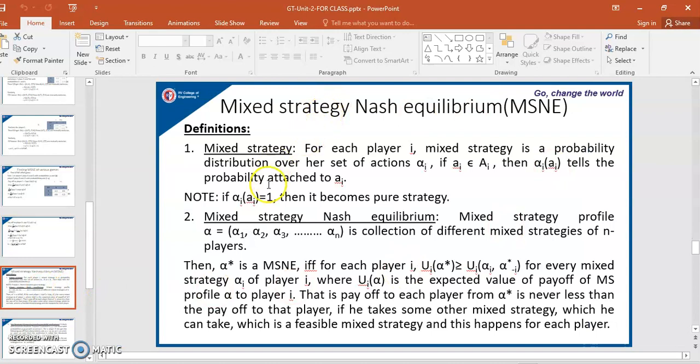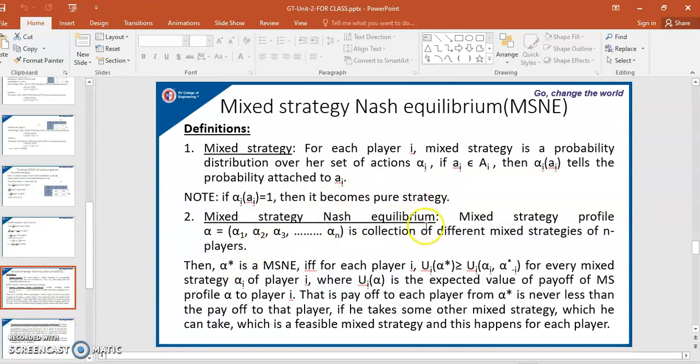So, coming to the definitions, a mixed strategy for every player i is a probability distribution over a set of actions A_i. If a_i belongs to capital A_i, then alpha_i of a_i tells the probability attached to the action a_i. And make a note here, if alpha_i of a_i equals 1, then it becomes a pure strategy.